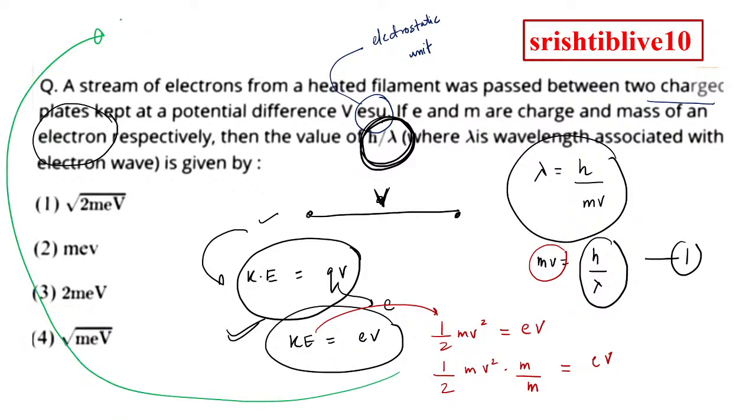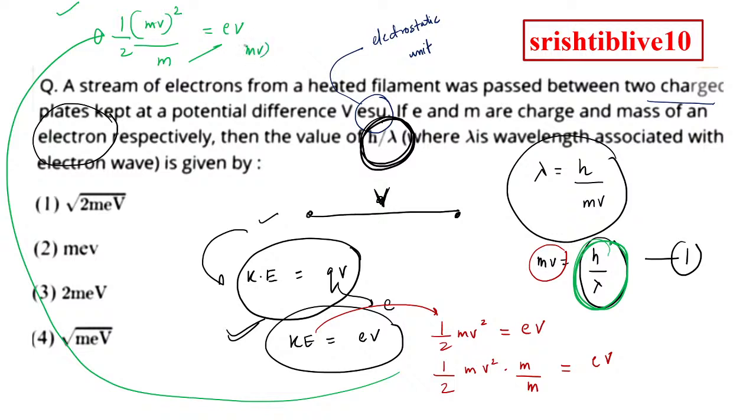So this is half (mv) whole square divided by m is equal to eV. This step is again clear to all of you? Yes or no? So this is mv, and this is your h by lambda. That is what we need to find out. If I can find out the value of mv, that value is going to be h by lambda only. So I'll be taking this mass over here and this 2 over here.